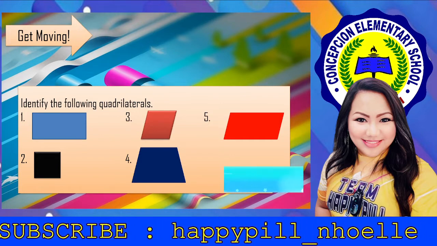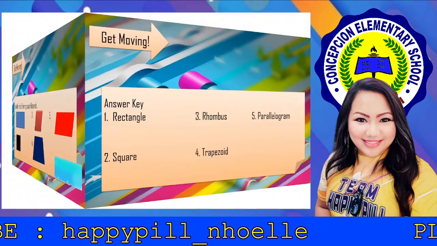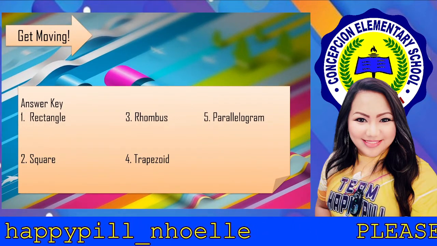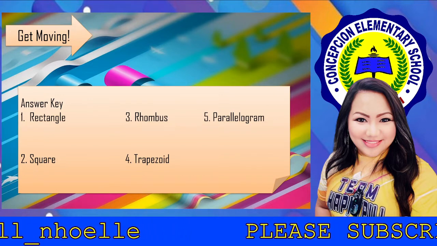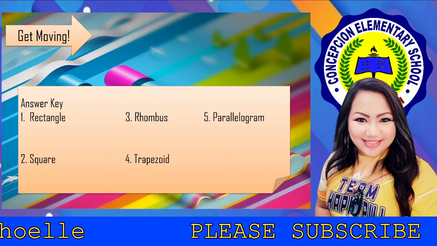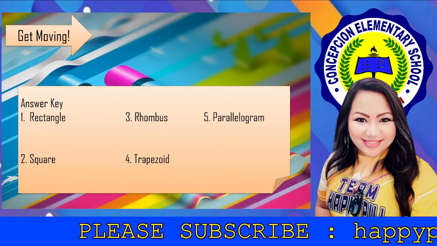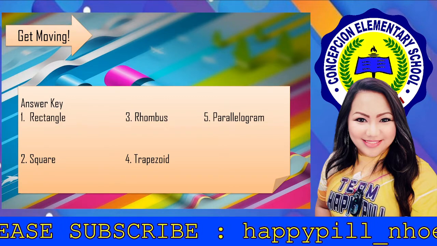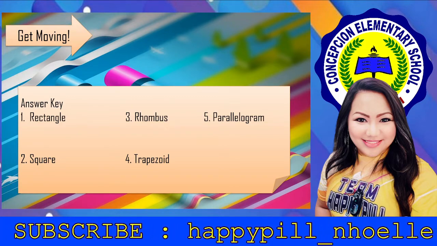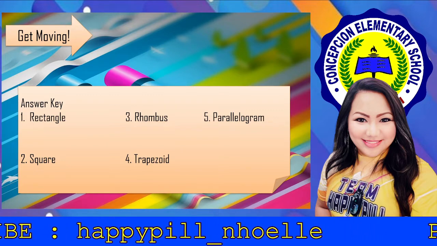Time is up, kids. Now let's check your work. And here are the correct answers. Number 1, rectangle. Number 2, square. Number 3, rhombus. Number 4, trapezoid. And number 5, parallelogram. Good job, kids!